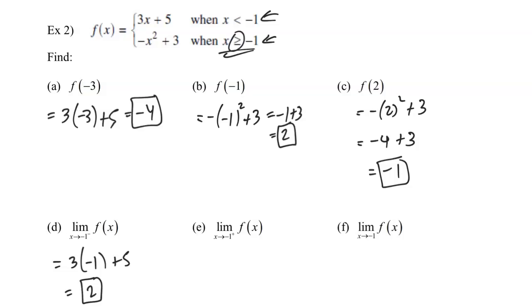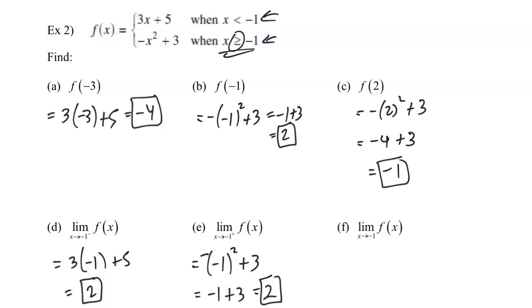And then letter E, the limit as x approaches negative 1 from the right. And so this is going to equal, we're going to use the second piece, since negative 1 from the right means values of x that are larger than negative 1, but we are going to plug negative 1 in. And so this is going to be negative 1 squared, the opposite of that, plus 3, which is going to be the opposite of 1 plus 3, which is equal to 2.